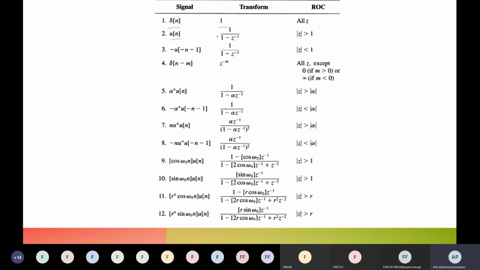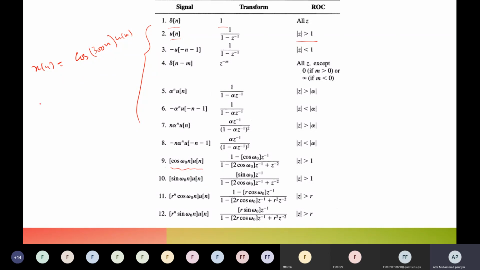So if we have u of n, then its z transform is 1 upon 1 minus z inverse, and z is greater than or equal to 1. You must know all these sequences, or you must have a table with you. For example, if someone asks you to compute the z transform of cos 300 n u of n, then you can compare here, right? It is already done here, so you don't need to compute by definition.